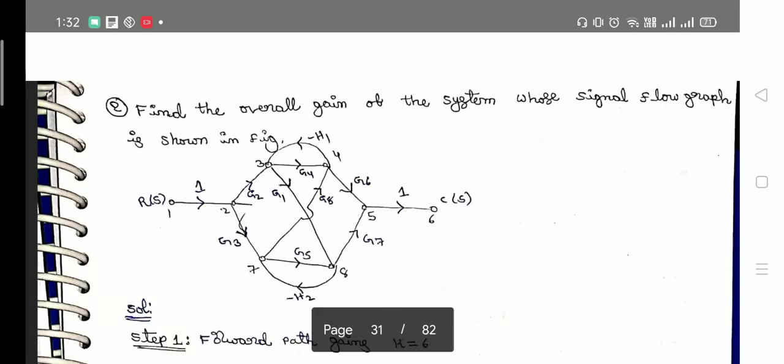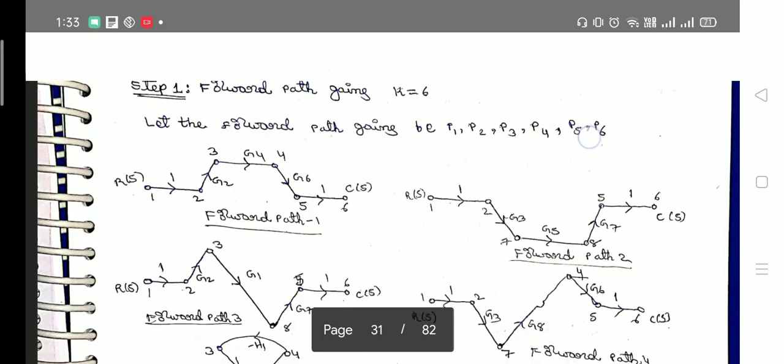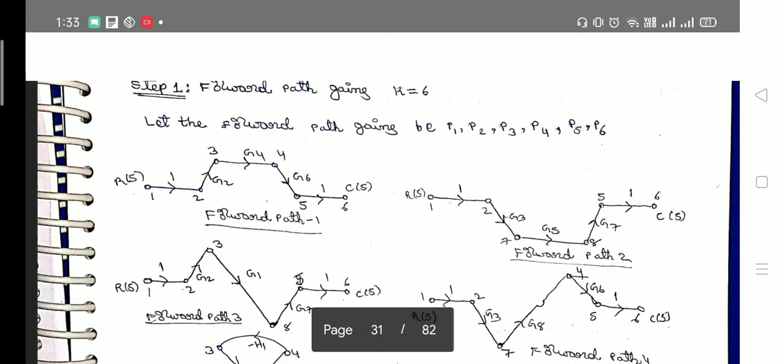Here 6 forward paths are there in a signal flow graph. So first we can write all the forward paths separately. I am drawing each of the forward paths separately here. Then after that we can find the forward path gain.